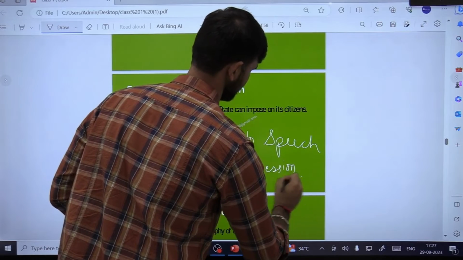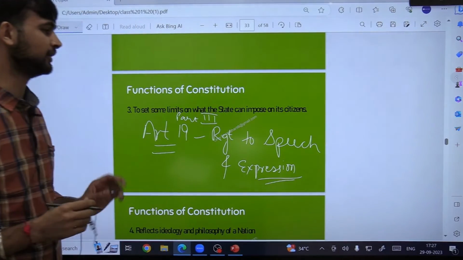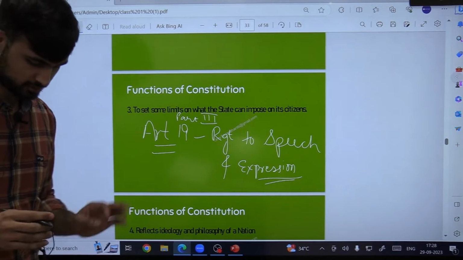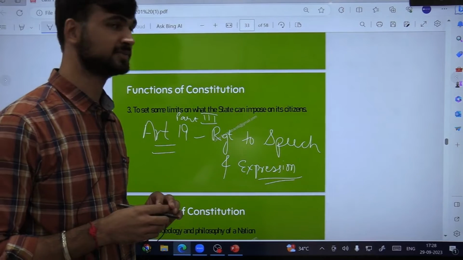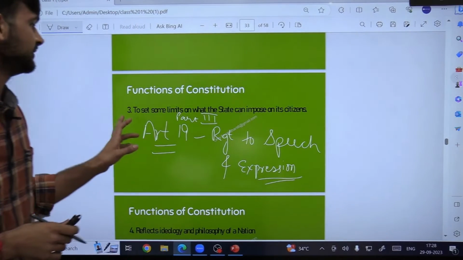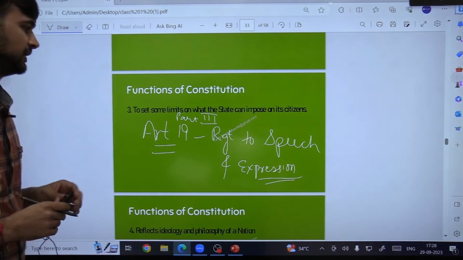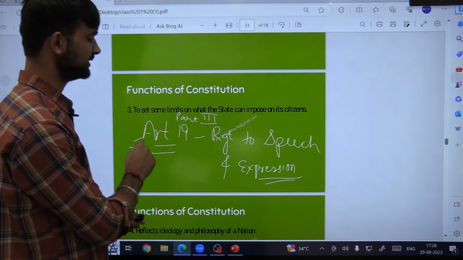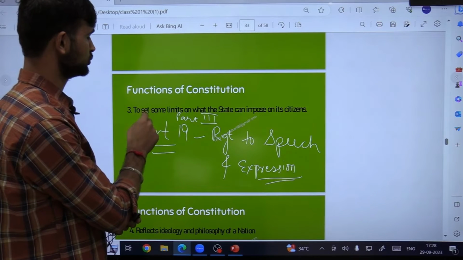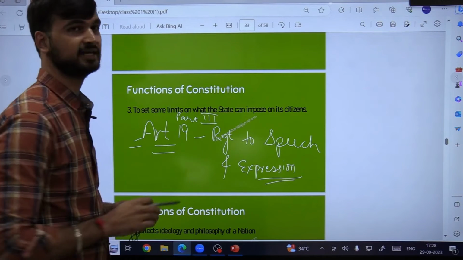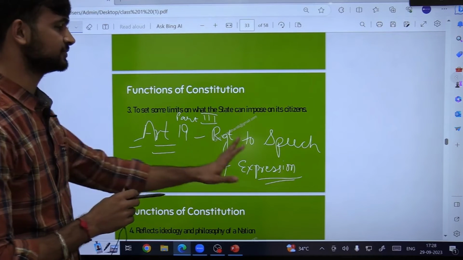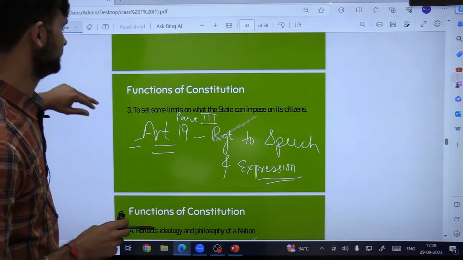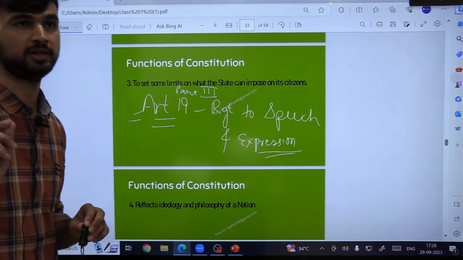It means that under normal circumstances, the state cannot restrict your right to speech and expression. The state cannot say that you cannot have the right to speech and expression. The constitution has given you the fundamental right to speech and expression and other fundamental rights also. So by giving these provisions and articles, the constitution sets the limit on what the state can impose on its citizens. Except under exceptional circumstances, the state cannot prohibit your right of speech and expression. And what are those exceptions? We will study when we talk about the fundamental rights chapter.